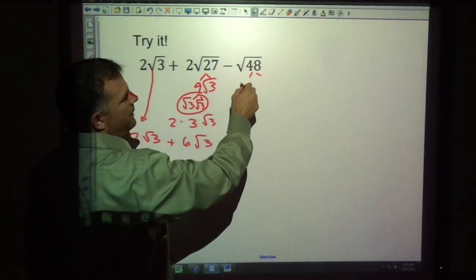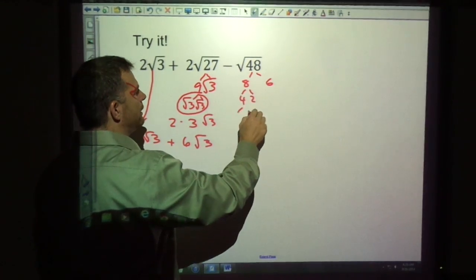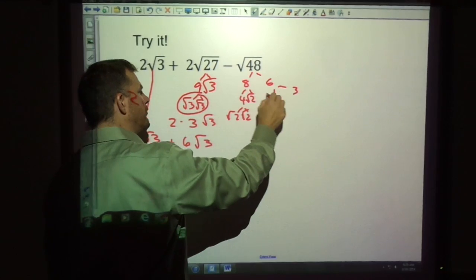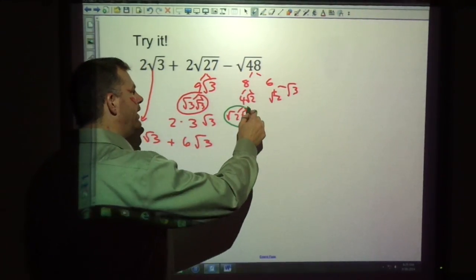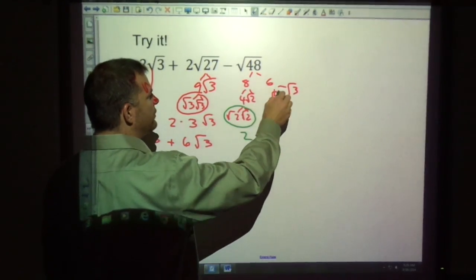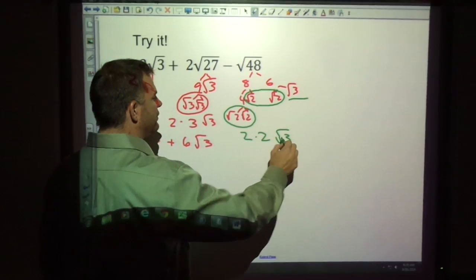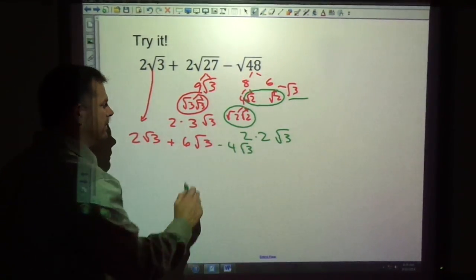This one, how about 8 and 6, and 4 and 2, and 2 and 2, and 2 and 3. Square root, square root, square root, square root, square root. We have pairs of squares going on. Here's a pair. This makes a plain 2. Here's another pair. That's another plain 2. This guy's extra. So we've got 4 radical 3, and it was subtraction.